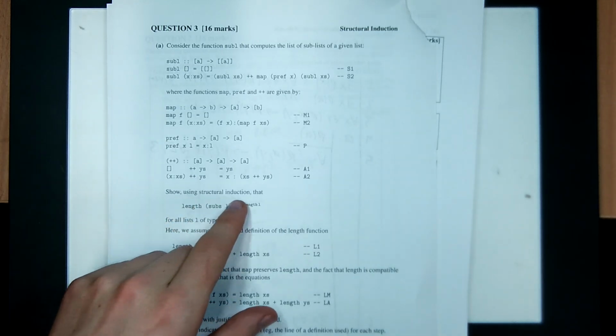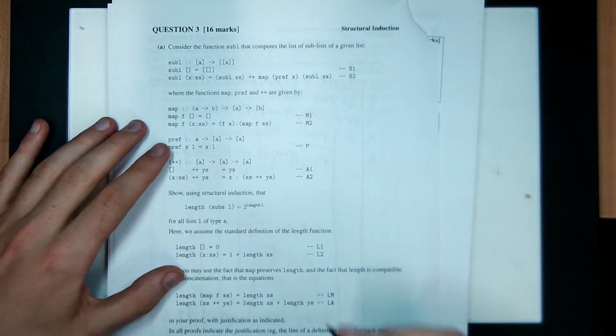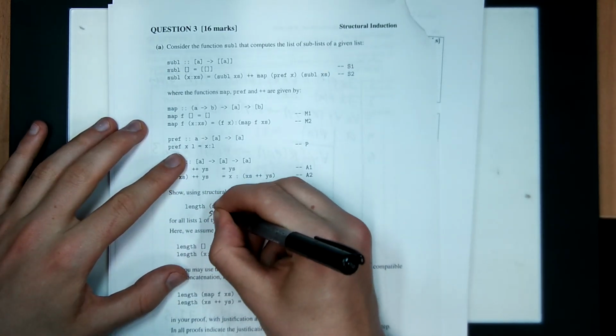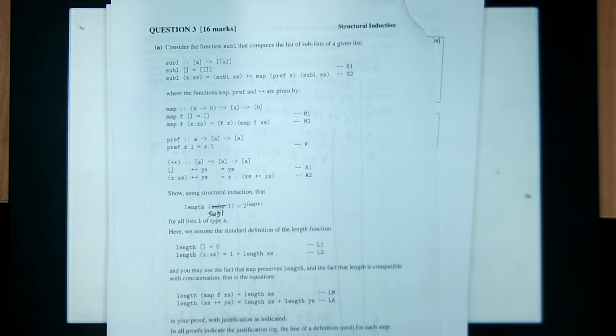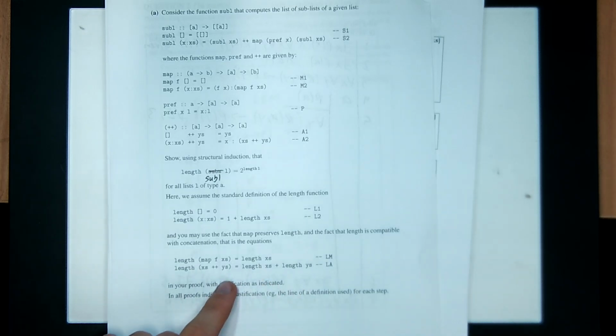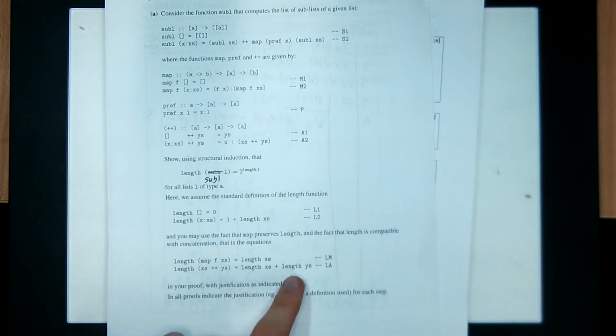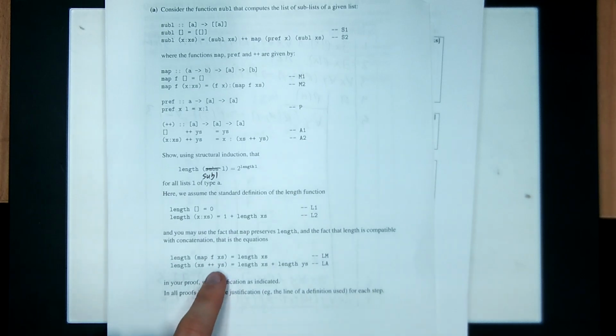Show using structural induction that length subs... I think that should be subl. There is no subs. Okay, for all lists L of type A. Here we assume the standard definition of the length function, cool. And we also have the following properties: if you map a function, that doesn't change the length of a list, and the length of xs concat ys is the length of the first plus the length of the second. So we can use these two rules for free.